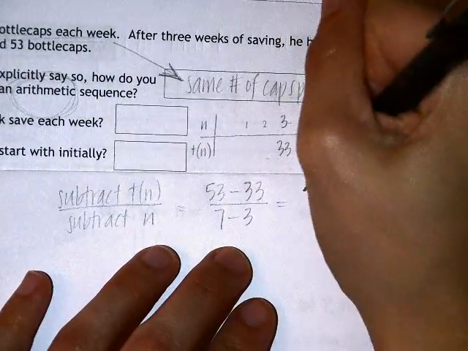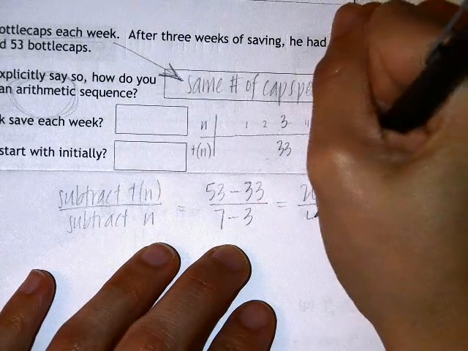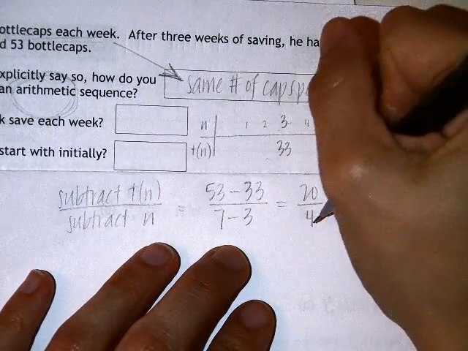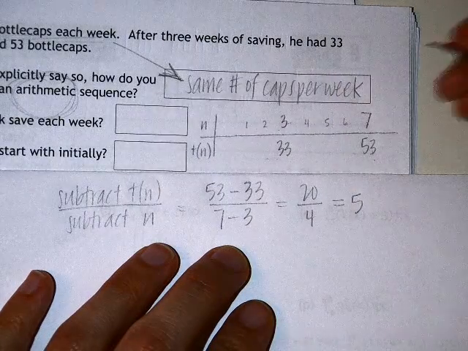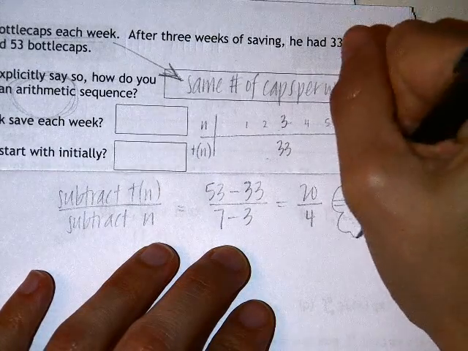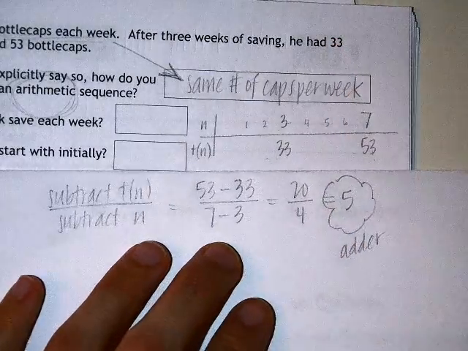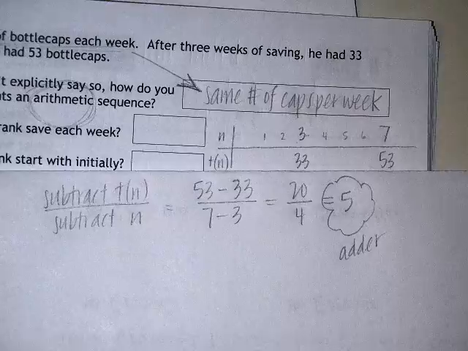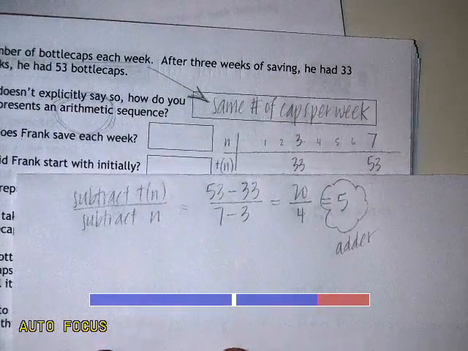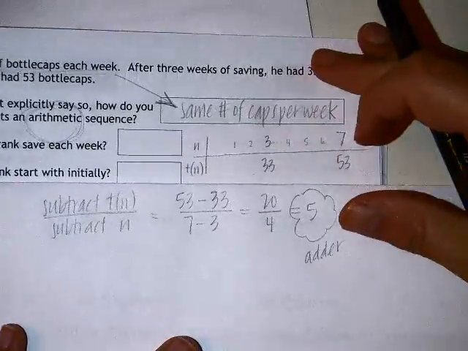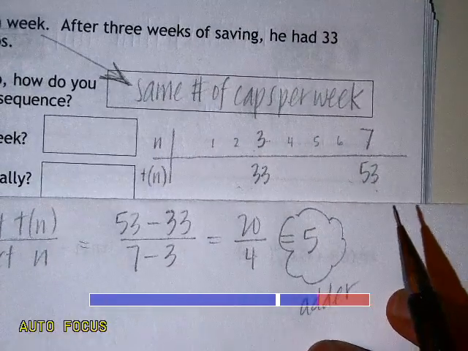Now I'm just going to quickly see if I can do that math in my head. 53 minus 33 would be 20. On the bottom, 7 minus 3 would be 4. 20 over 4 is 20 divided by 4, which is 5. That must be my adder. So I've done enough problems to know that when I need to find the adder, this formula is going to do the trick. So that must be telling me that's the pattern. That's how many caps he must be adding each week.